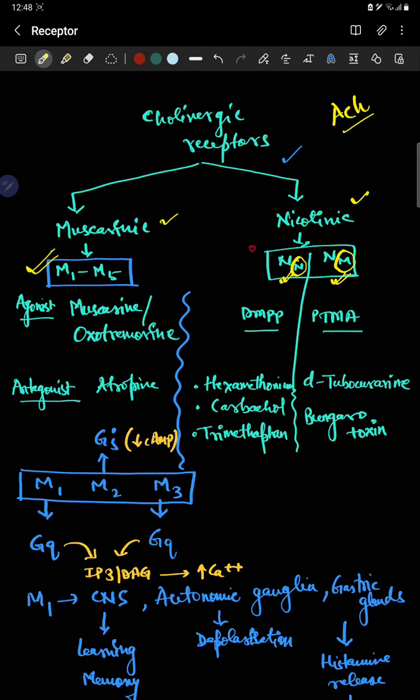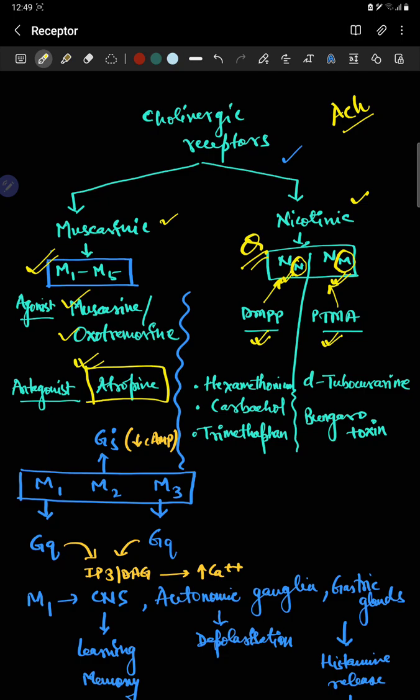Now what is the most common agonist? It is nicotine for the nicotinic receptor, and DMPP and PTMA are selective agonists for the NN receptor and NM receptor, whereas for muscarinic, muscarine and oxotremorine are the agonists. Atropine blocks all types of muscarinic receptors, from M1 to M5. Selective blockers we'll discuss later.